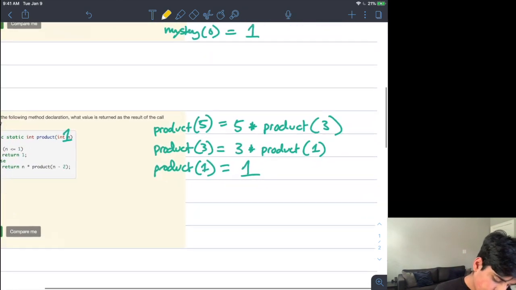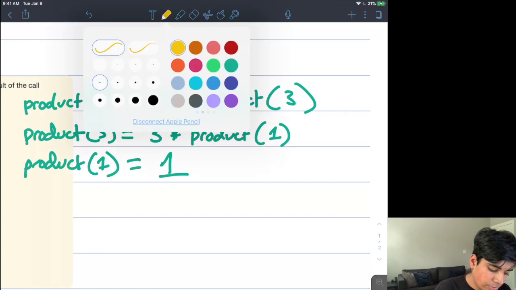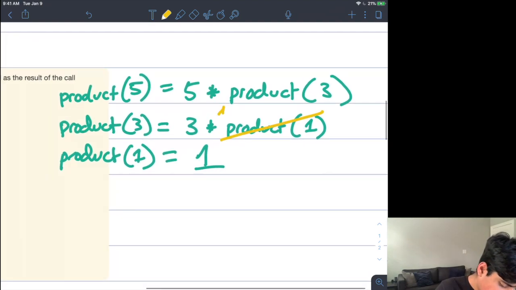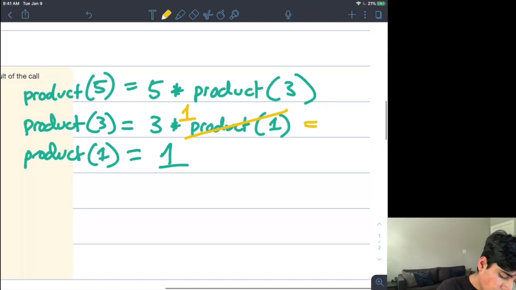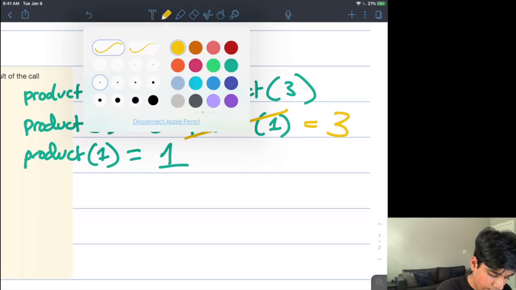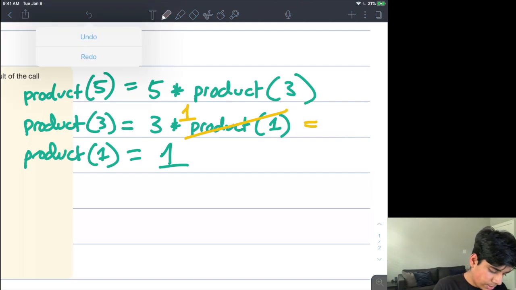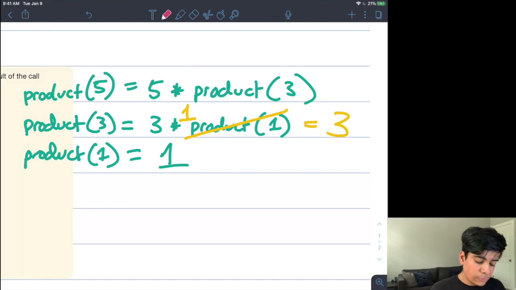So over here, the last thing again I'm going to do is substitute the value. So I know over here that product 1 is equal to 1. So when I go 1 above, it says that this is equal to 3 times product 1. Well, I know that product 1 is equal to 1. So this is going to be 3 times 1, which is 3 over here. Okay? And then over here, the last level up, it says that this is going to be equal to 5 times product 3. Well, what is product 3?